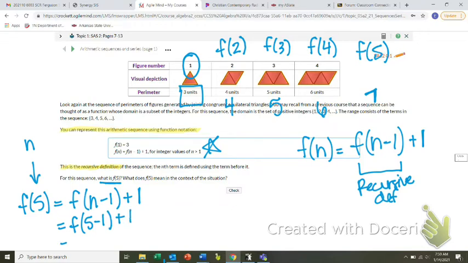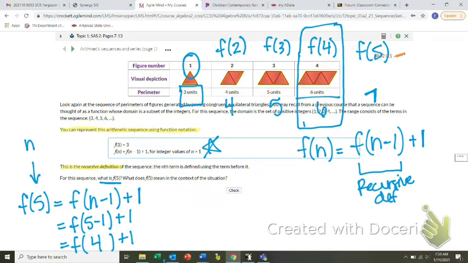You say f of 5 minus 1. Well, 5 minus 1 is 4, plus 1. Now, here's where you have to go back and use the term before. What did we say that f of 4 was? F of 4 equaled 6. So, we say 6 plus 1 equals 7. So, f of 5 equals 7. Okay?